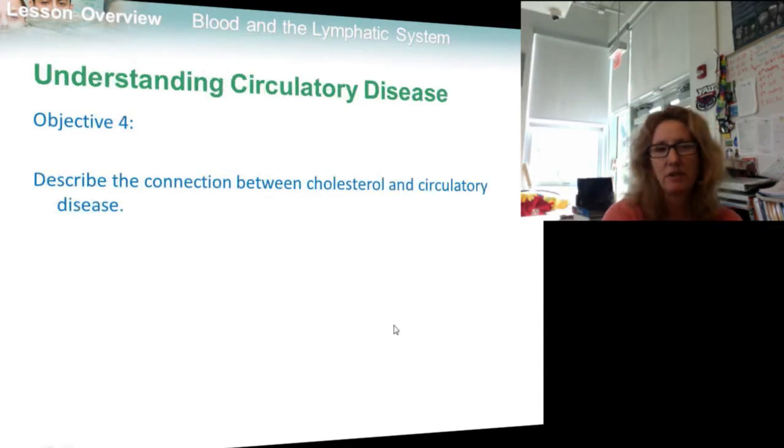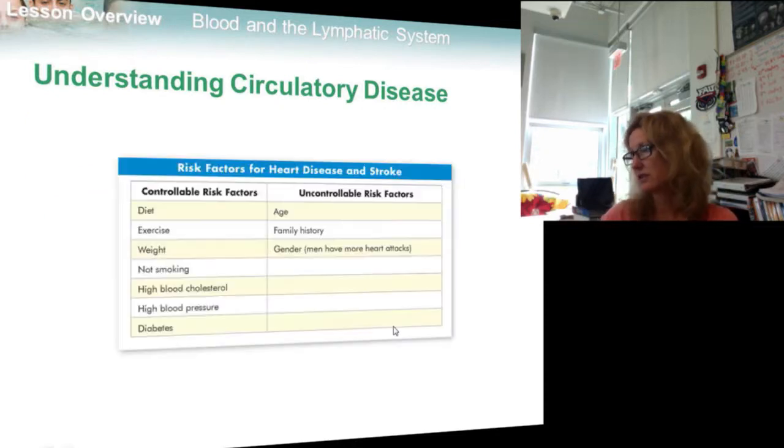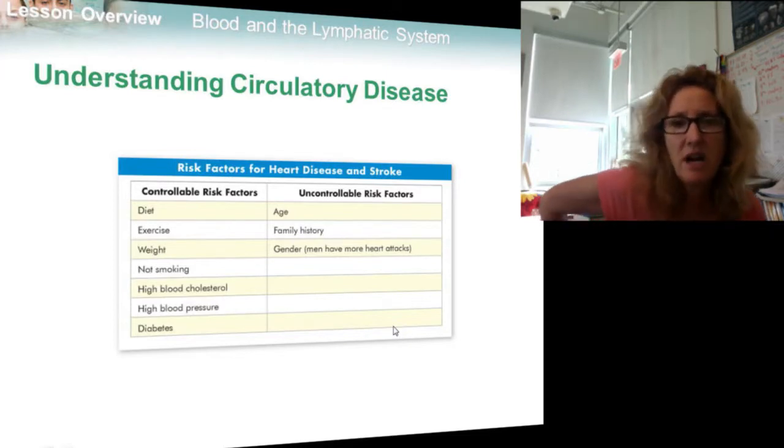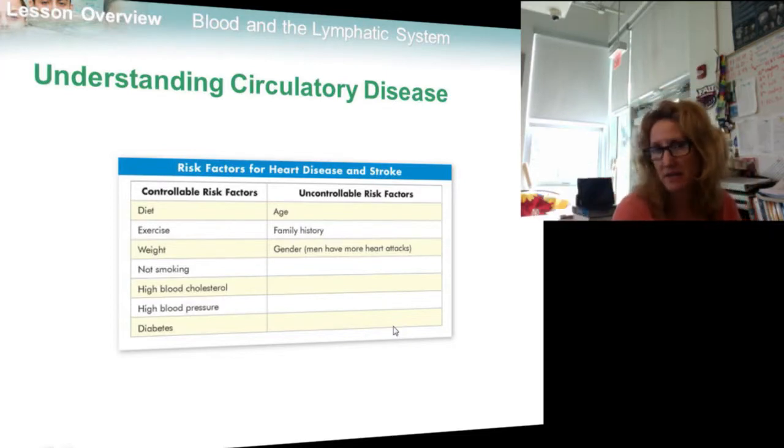Finally, objective 4. Describe the connection between cholesterol and circulatory diseases. Diseases of the circulatory system do not have a single cause. There are several factors that increase the risk of heart disease and stroke. Some risks, such as diet and exercise levels, as you can see here, can be controlled. Other risks, such as age and family history, cannot be controlled.